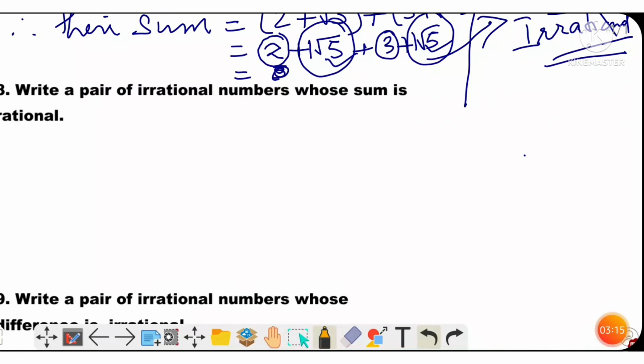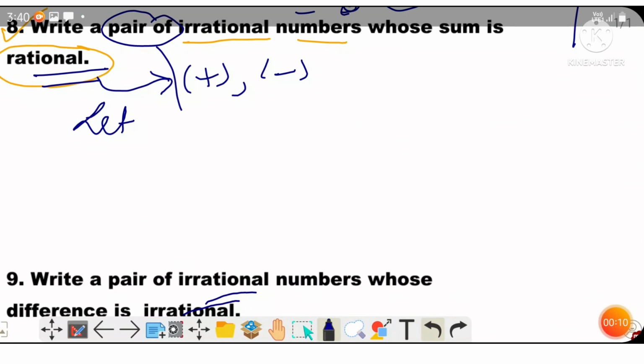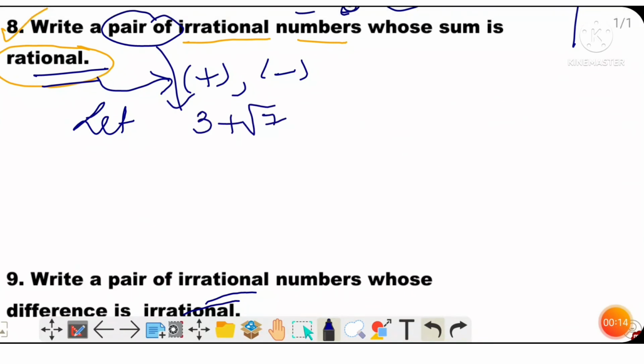Write a pair of irrational numbers whose sum is rational. Rational numbers means the numbers which can be positive, negative, or any integers including 0. So we have to take a pair of irrationals. So let us take 3 plus root 7 and 3 minus root 7.